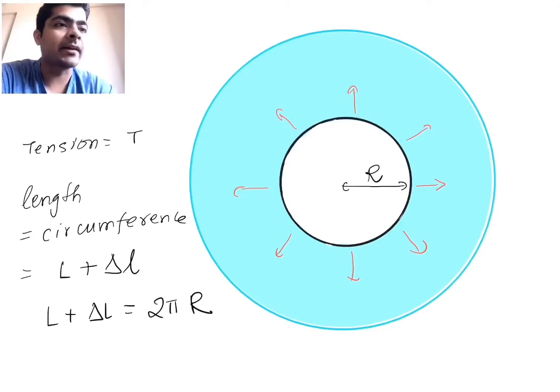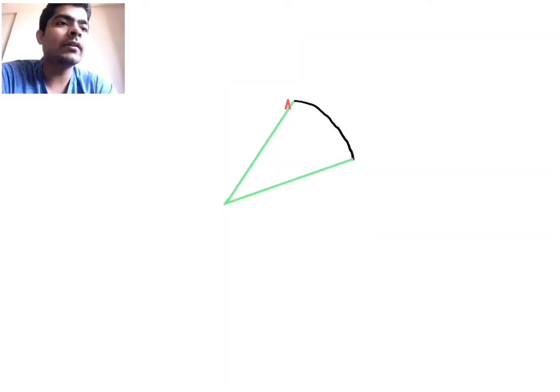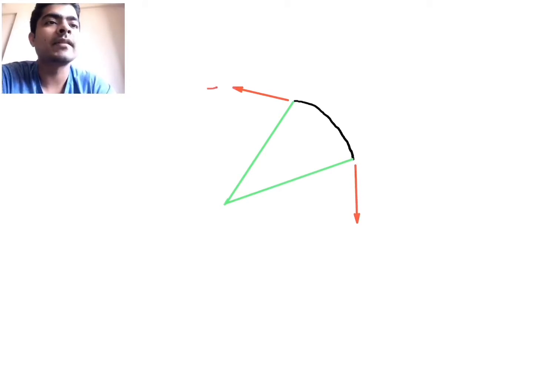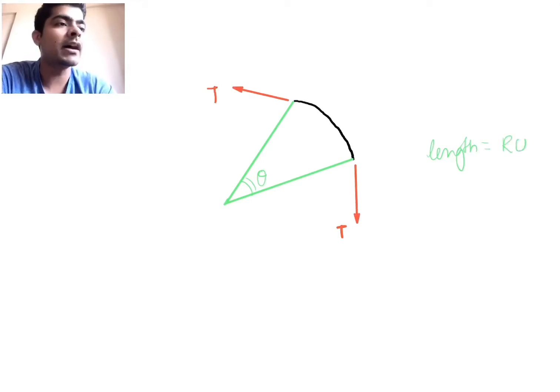Now coming back to this diagram, take a small element of this loop. So here I take a small element. The angle made by this element is, let's say, theta, where theta is very small. So I take this element and I draw the FBD. Inside the element tension will be acting over here and tension will be acting on this side, tension T. Now this angle is theta and therefore the length of the element will be how much? Length of this element will be radius into theta, r theta.